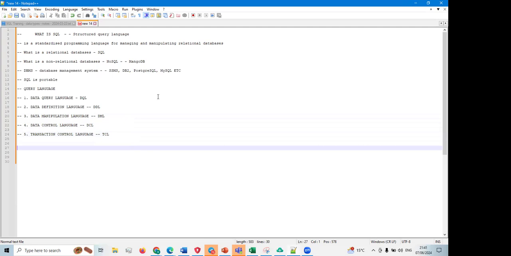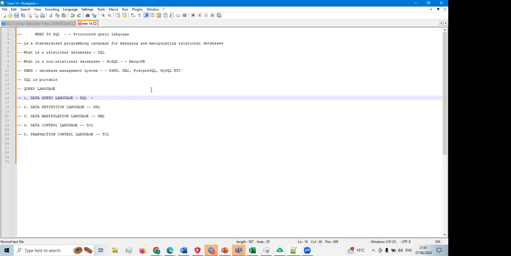Now, data query language. In SQL, there is only one. All these languages are controlled by what we call keywords. The keyword for data query language is the select keyword. Select.